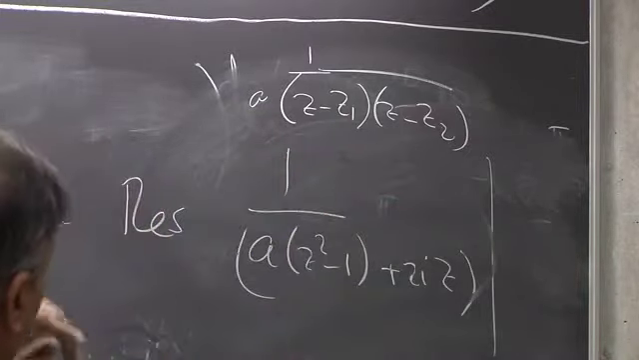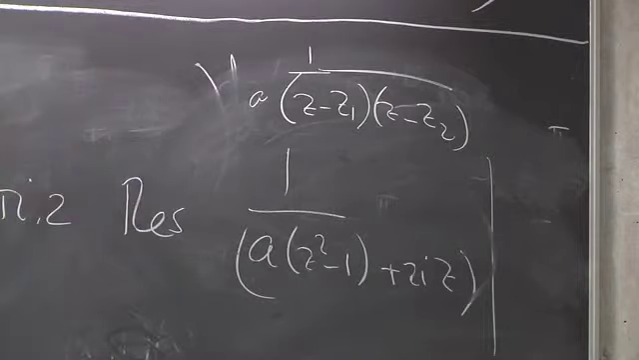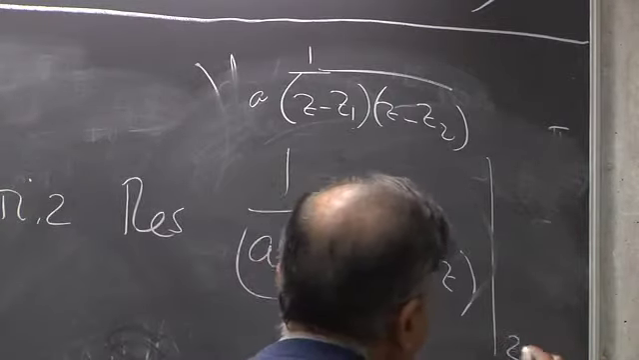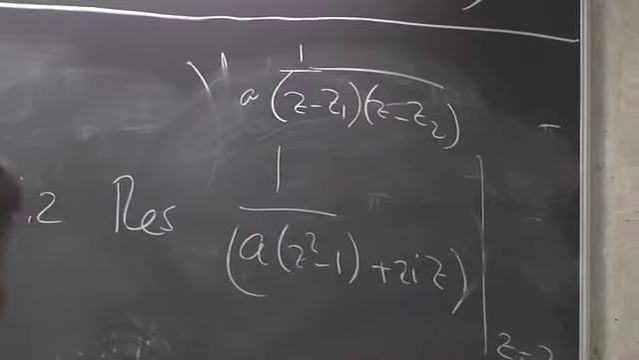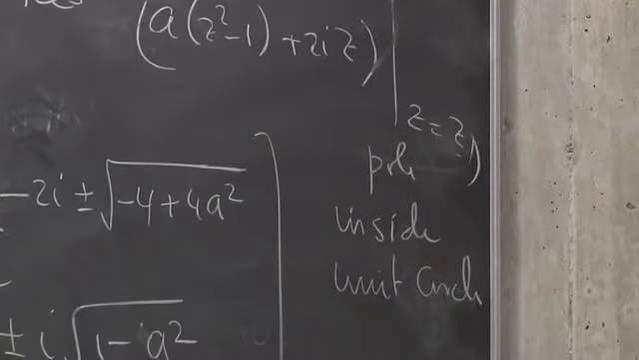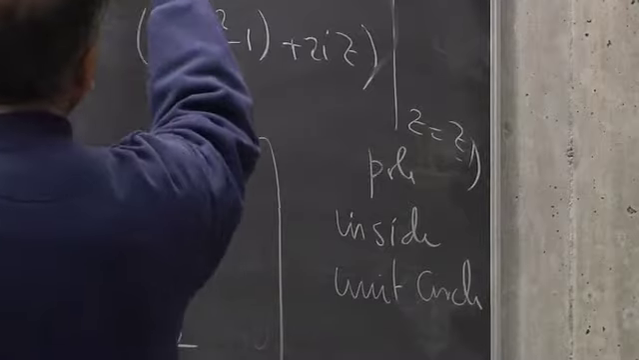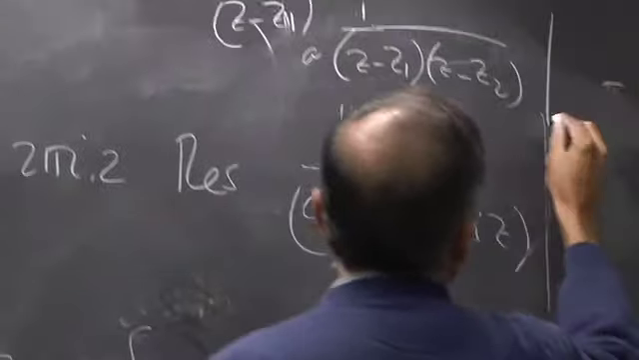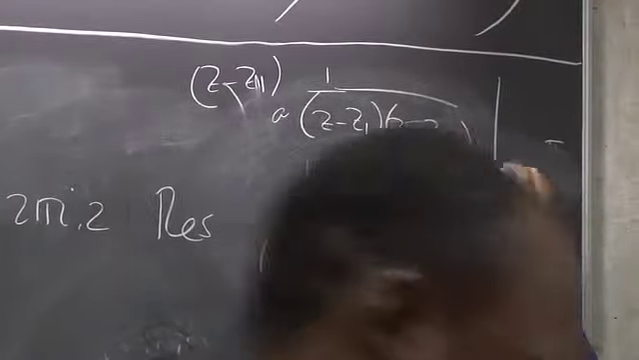Now what I have to do is take the residue at z equal to z1, right? z1 is the pole which is inside the unit circle. So I have to multiply this by z minus z1 and then take the limit as z goes to z1.